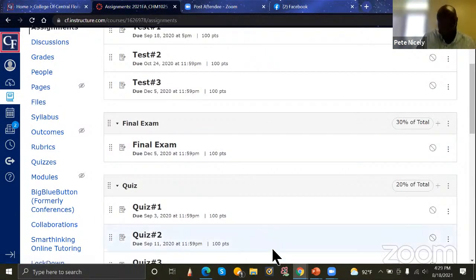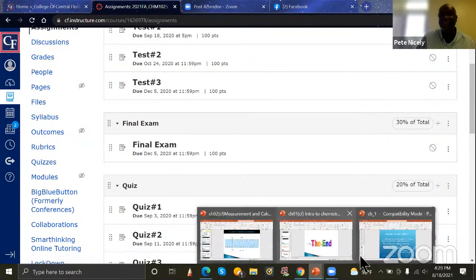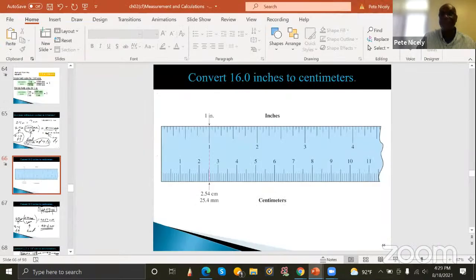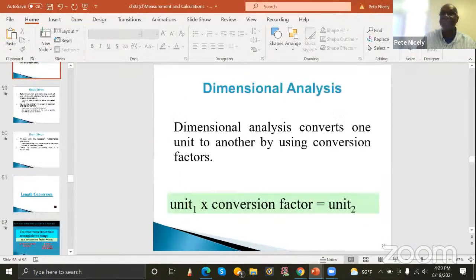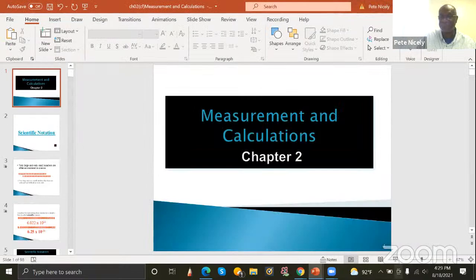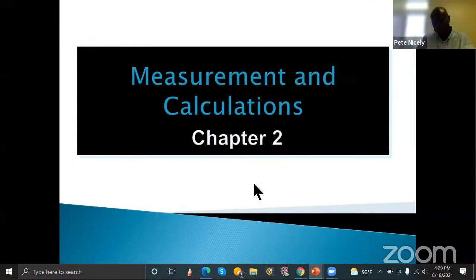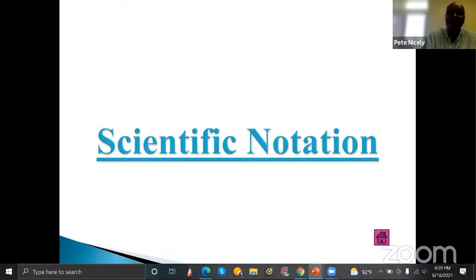All right. So let me move on now to chapter 2. And in chapter 2, let me scroll this up here. In chapter 2, we'll be dealing with the all-important topic of measurements and calculations, all right? Which is basically a fundamental necessity to the practice of science. Now, the first thing we're going to talk about is this concept of scientific notation.